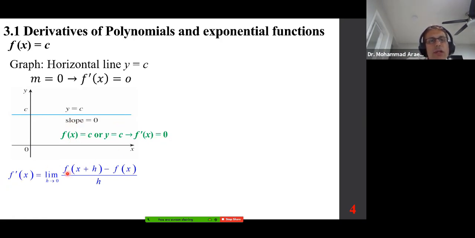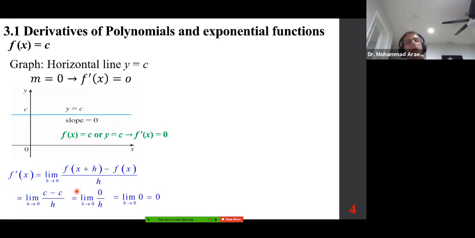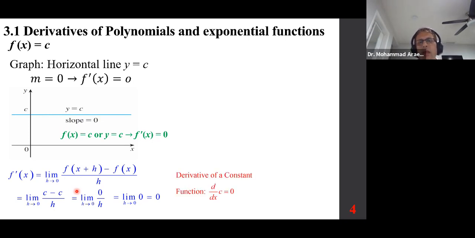If you go by this definition and y or f of x is c, let's plug in and see what happens. I hope you realize when f of x is c, f of x plus h is the same as c, or anything else, because it is independent of x. And therefore the numerator is 0, and this is equal to 0. It is important to know h is not 0. h is approaching 0. So 0 over any number, as long as we know it is a number, is considered to be 0. So the derivative of a constant becomes 0.